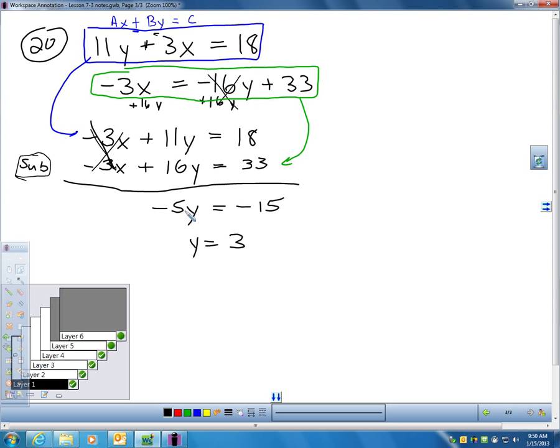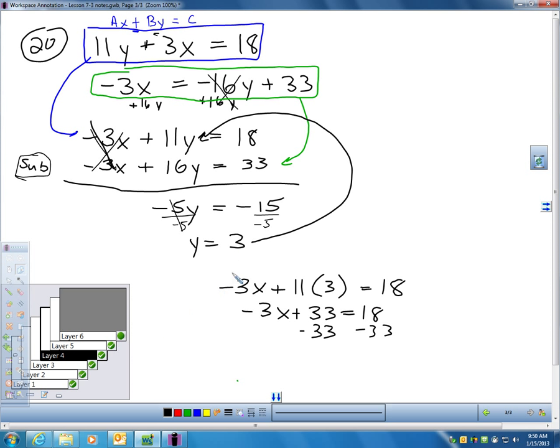All I have to do now is divide each side by negative 5. When I divide each side by negative 5, y equals positive 3. Then all I need to do to get x is take 3 and plug it in for y into one of our original equations. So I plugged it in for y in the first equation.